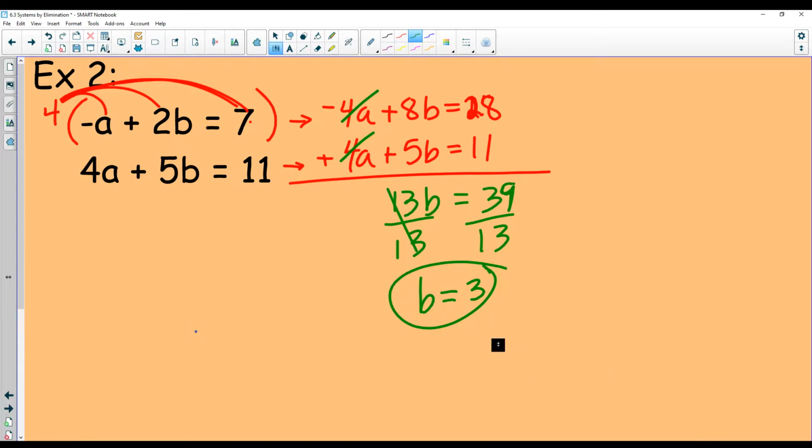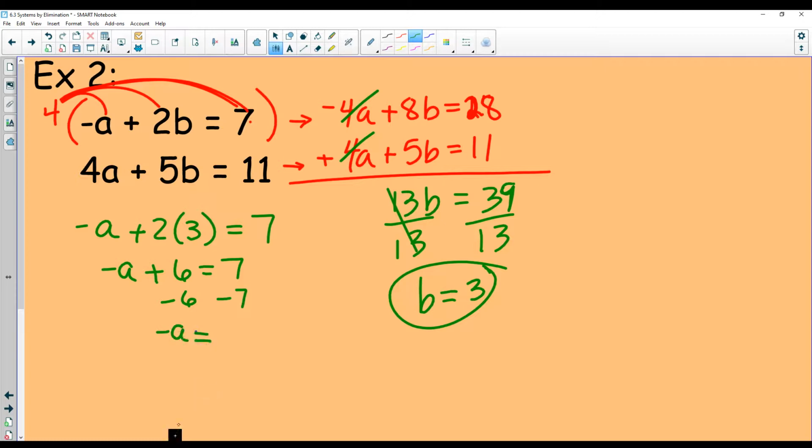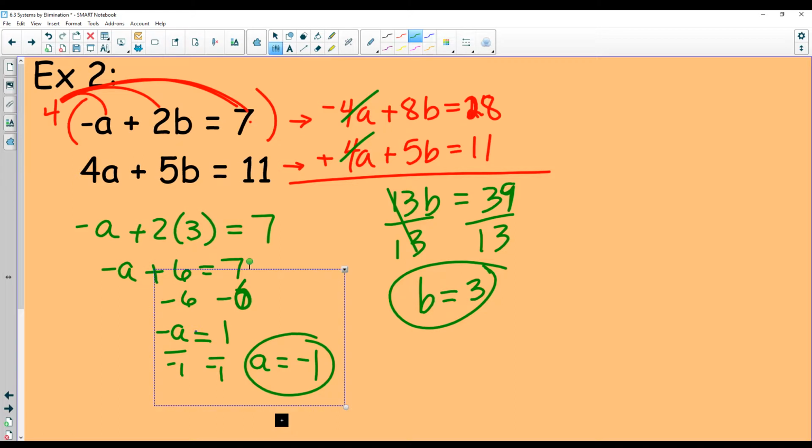All right, so this is B. That means I can put it in any of my B values. So I'm going to take, all right, the top equation. I'm going to put the 3 in there for the B value. Minus 6 on both sides. Remember, that's a negative A. Whoops. Equals 1. Divided by negative 1, and A equals negative 1. So if I had to write this as an ordered pair, we would go alphabetical. So we'd have negative 1, comma, 3. All right?